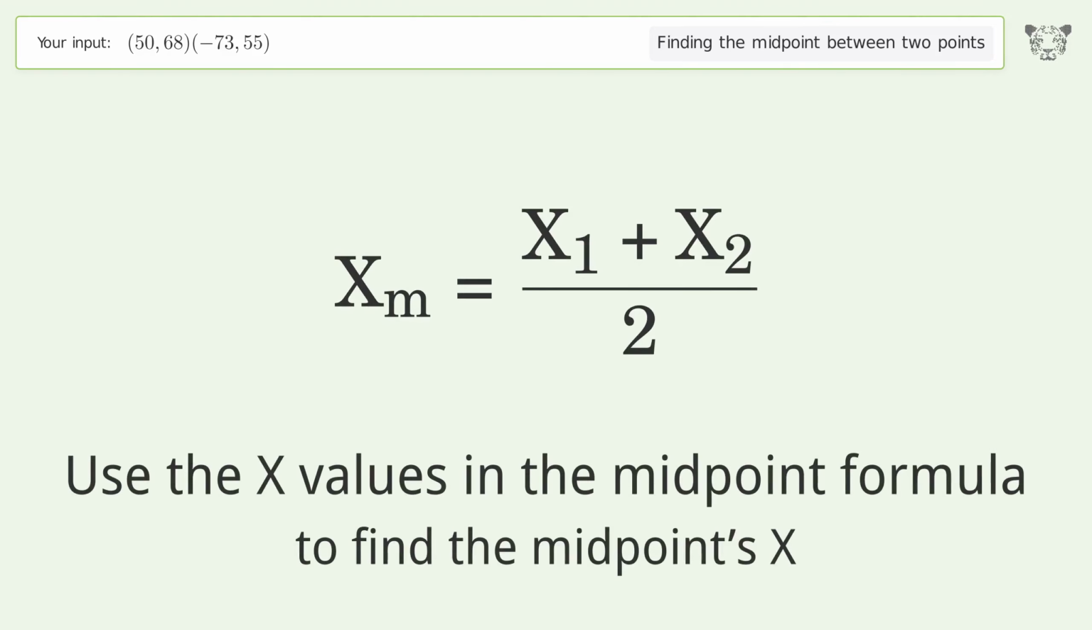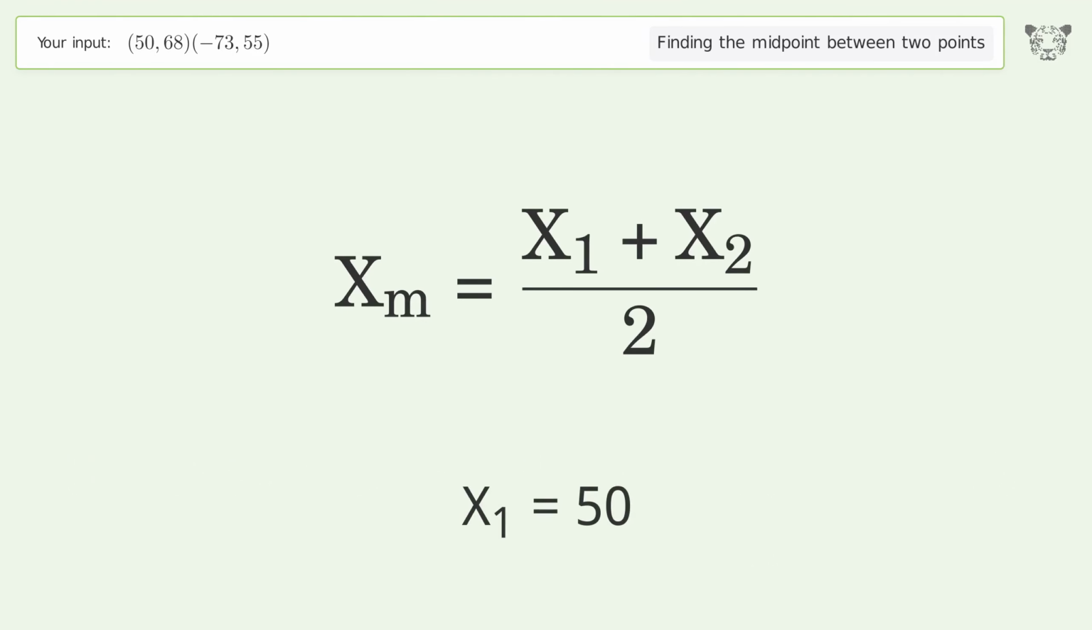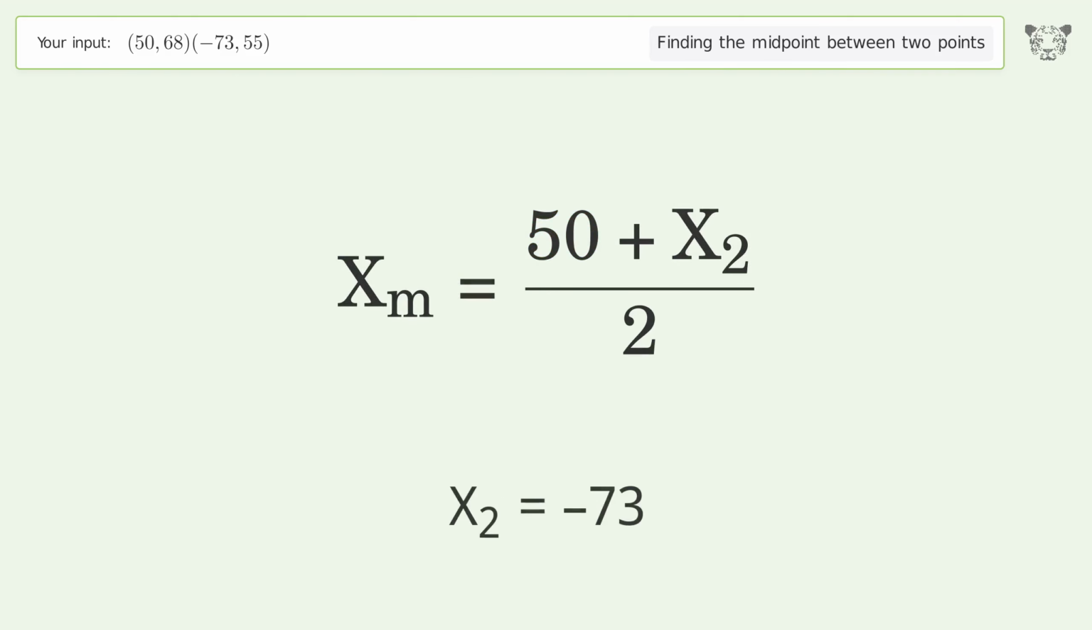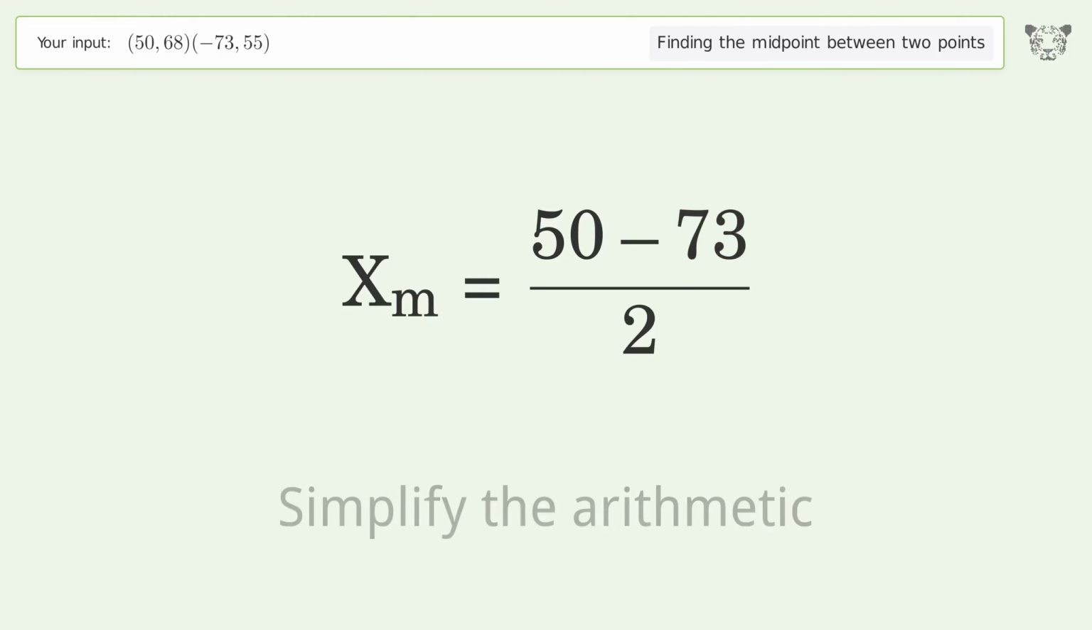Use the x values in the midpoint formula to find the midpoint's x. x1 equals 50. x2 equals negative 73. Simplify the arithmetic.